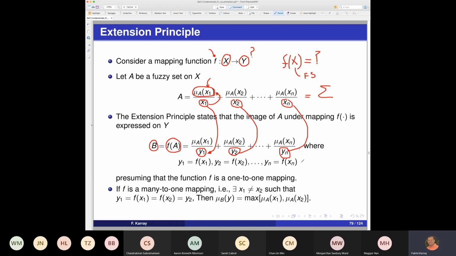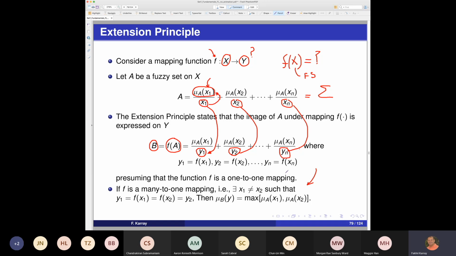So you tell me that this is fine, but sometimes for different values of x1 and x2, we may end up with the same value of y1 and y2. What should we do at that time? We may not be able to have mu A(x1) and mu A(x2) for two values that are the same. So what should we do in that particular case? This is presuming that the mapping is a one-to-one mapping, which means it's a bijective type of mapping. So for each one of the inputs, we have one single output for that particular element.